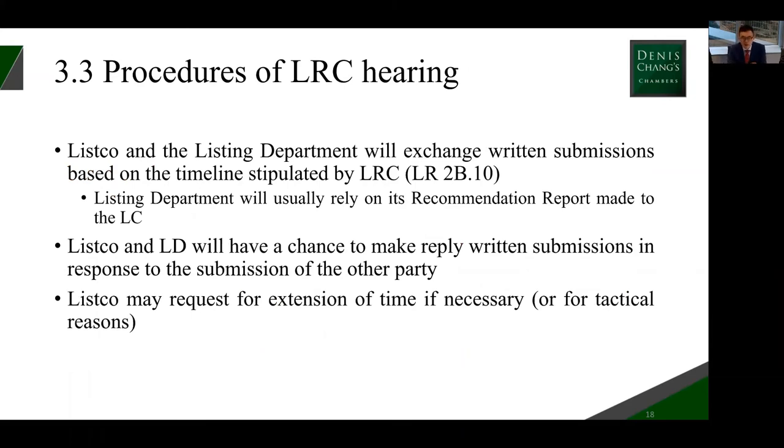Now, what happens on the ground is that the issuer, the listco, and the listing division exchange written submissions based on the timeline stipulated by the LRC. Usually they give you around 1 to 2 months to prepare. You can ask for an extension of time if necessary. And it is at this juncture that, if you act for the listed company, you will finally see the recommendation report made by the listing division to the listing committee. Now, in my view, this late disclosure of the recommendation report is not at all satisfactory, but as Anson will later elaborate, it's not very easy to challenge the listing committee's decision.